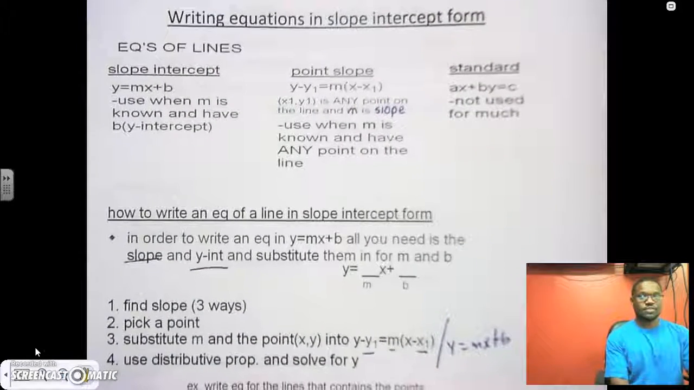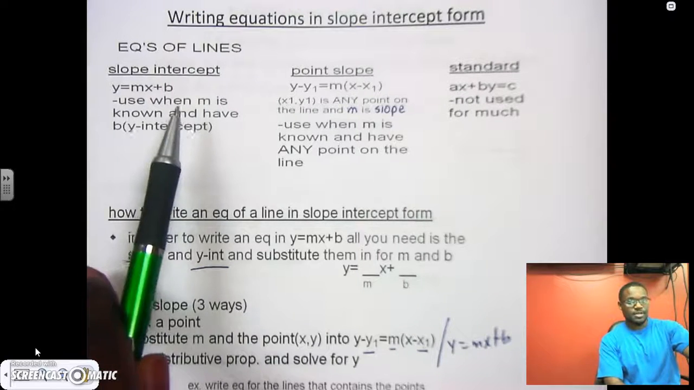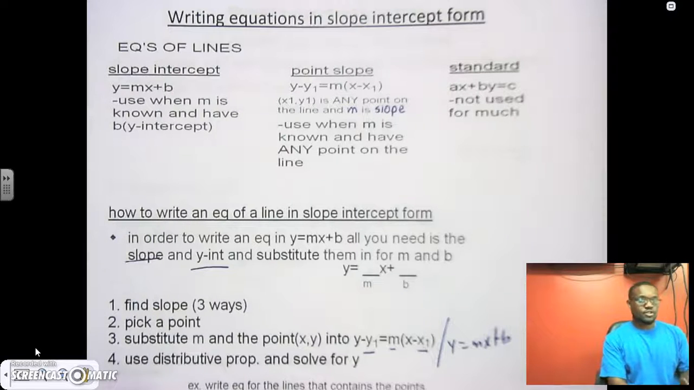Today we're writing equations in slope-intercept form. Here are three equations that we'll typically see in an Algebra 1 or a linear situation. We've got slope-intercept, y equals mx plus b. We talked about that before. In order to use this, you have to have the y-intercept. That's the only point you can use.